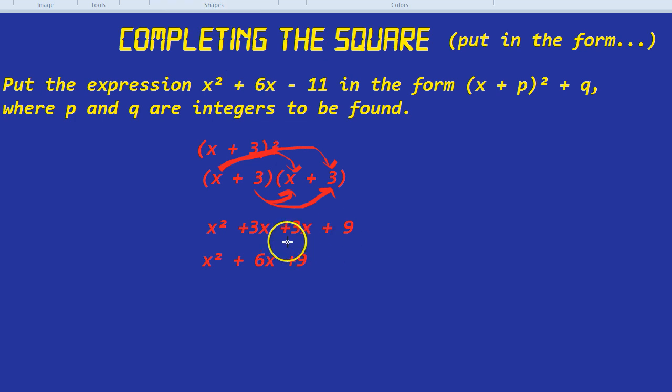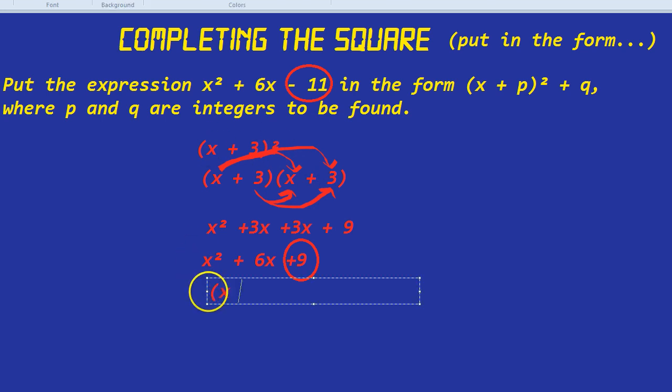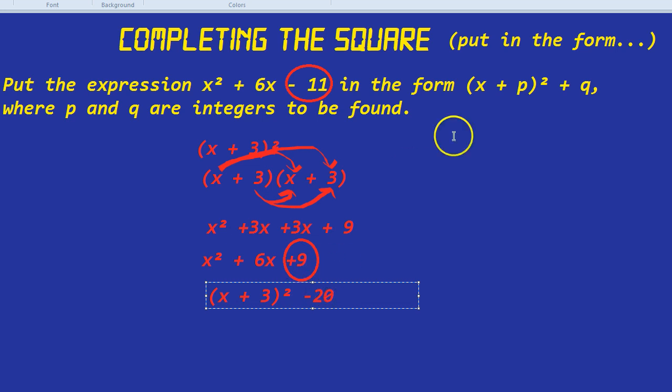Let's make a comparison between plus 9 and minus 11. So far, this expression, x plus 3 squared, is very similar to what we started with. We've almost put it in this form, but not quite. How do you get from plus 9 to minus 11? To get from plus 9 all the way down to minus 11, you would have to take away 20. You have now completed the square and put it in the form (x plus p) squared plus q. P is the plus 3, and q is the minus 20.